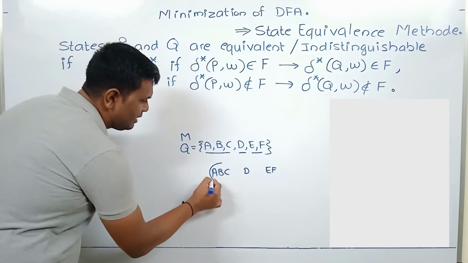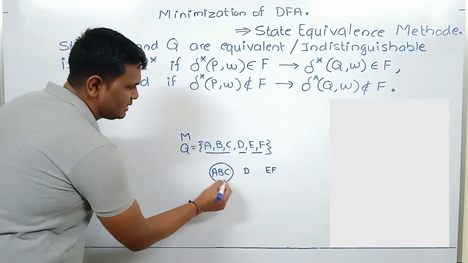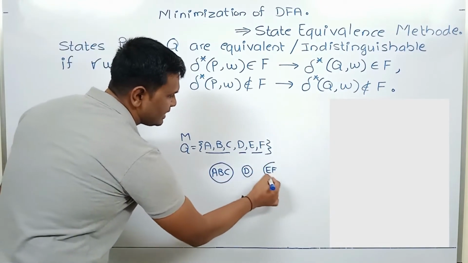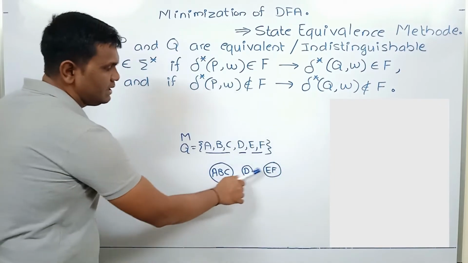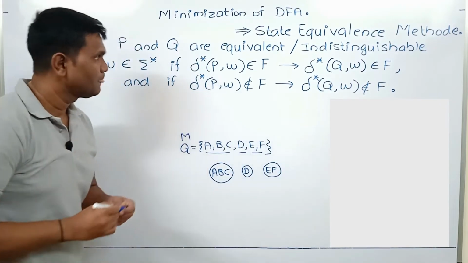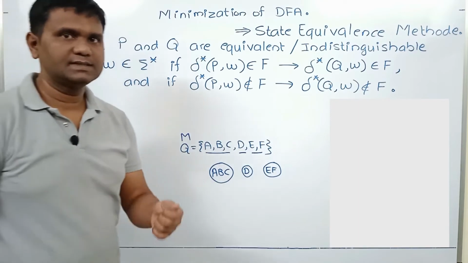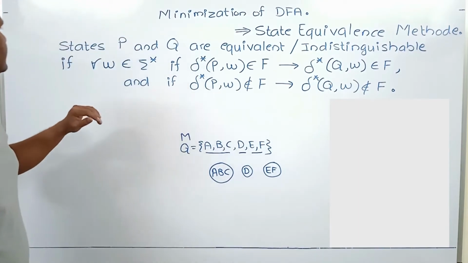In that case, minimal DFA will have state ABC, state D and state EF. It will have these three states. So what do we mean by equivalent states? It is defined like this.